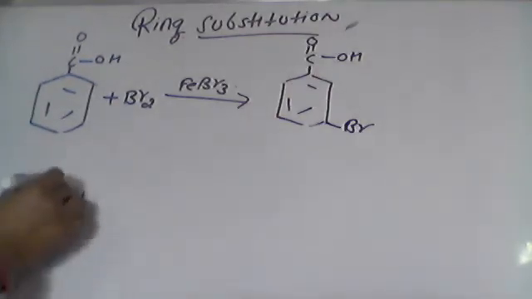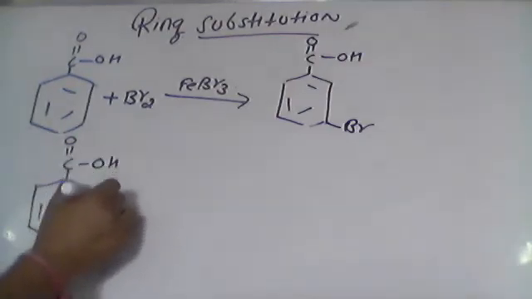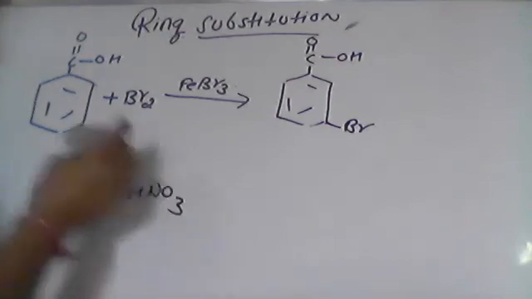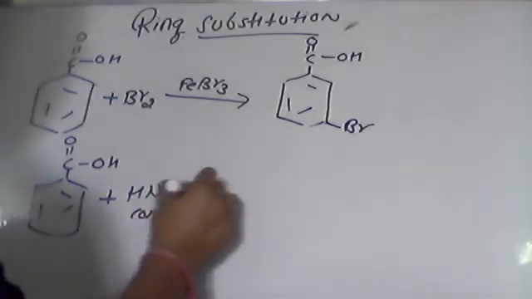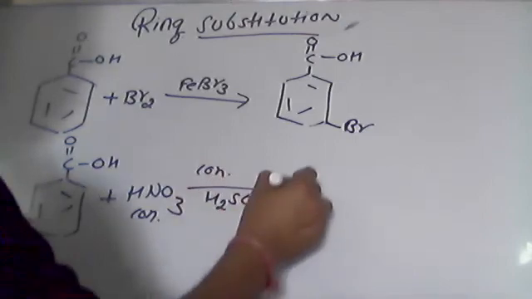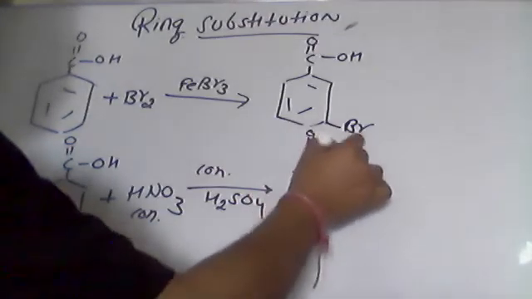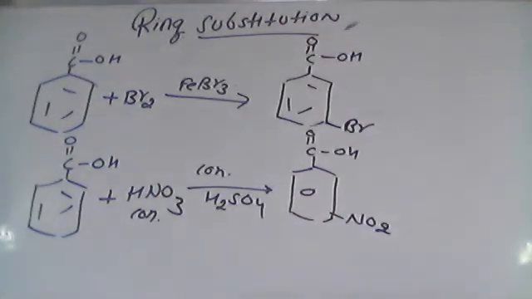And one more I'm going to write down here. C double bond O and OH. I'm going to react this one with the nitrating mixture. Nitrating mixture, I hope it is clear to you: concentrated nitric acid and concentrated sulfuric acid. So the nitro group will be attached at the meta position. It is meta nitro benzoic acid. These reactions are simple.